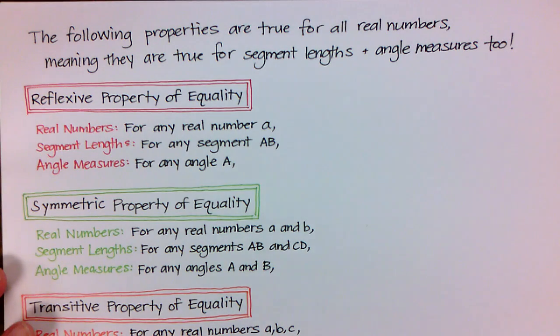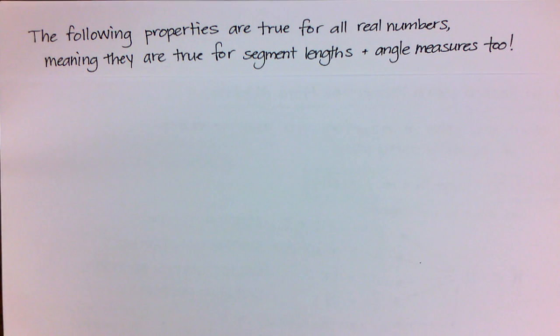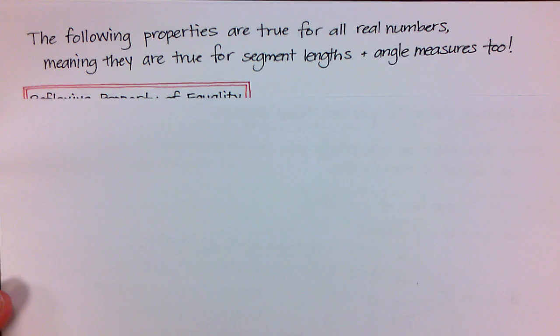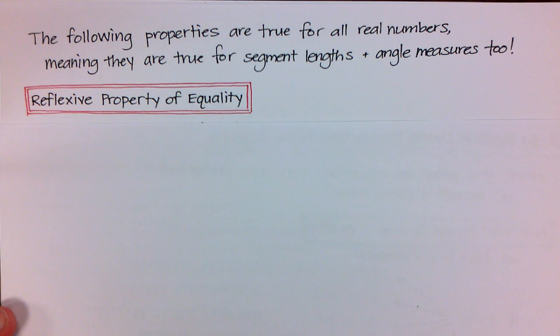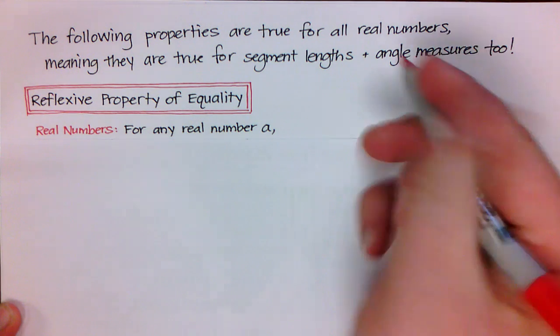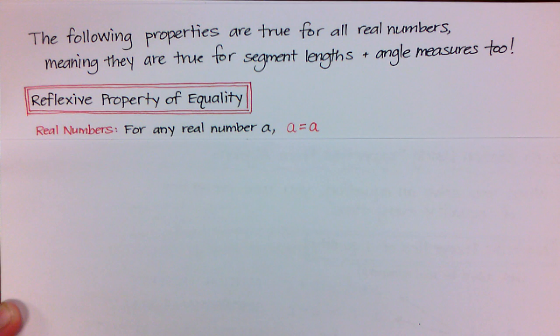I have many properties here. I think maybe I'm going to cover up some of these so you're not overwhelmed. The following properties are true for all real numbers, which means since a line segment length and also an angle measurement is going to give me a real number, it's going to work for all of these. So the first one is called the reflexive property of equality. So if I'm just talking about a number, I can say for any real number A is equal to A. That is what the property says.